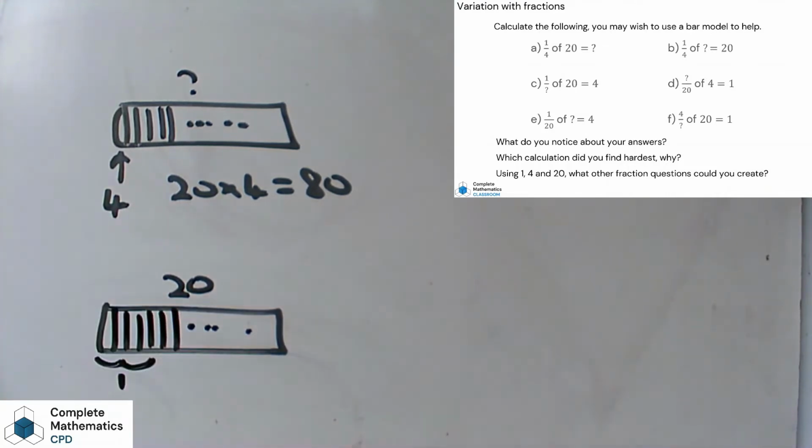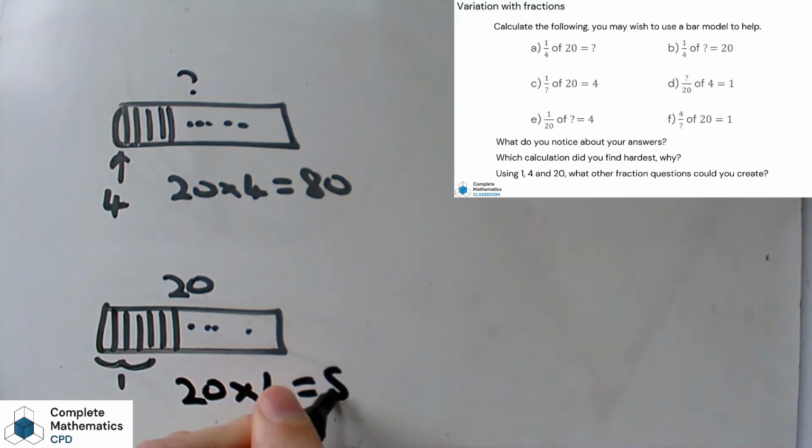So here's the suggested bar model for this one if you were to use one. And that prompts: okay, if 4 of them is worth 1 and the whole length is worth 20, then I'm going to need 20 of these 4 parts to make my whole. So that lends itself to the calculation that 20 times 4, there must be 80 parts in total if I want the whole length to be 20.